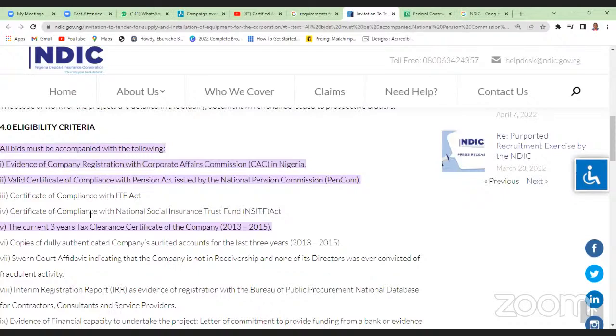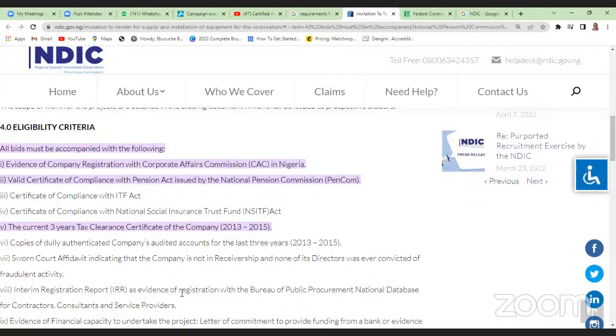The same thing applies. I don't know what the pension board might be called in Cameroon or Gambia or any country you're joining us from, but please try to get this information. Every country has a pension fund or pension commission. Get to that place and they will give you the required information you need. Then another one is a compliance certificate from ITF.